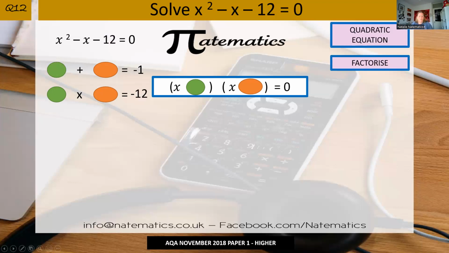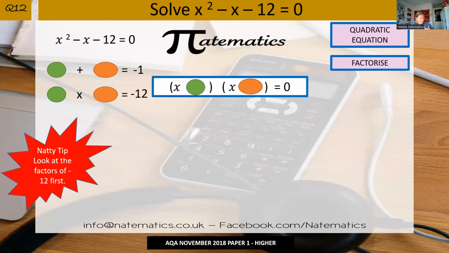Okay, so where are we going to start? Well, I call it my natty tip, Natematics, or Natalie even. Look at the factors of 12 first, because the numbers that multiply together to give -12 are much fewer than the numbers that add to give -1. So I always suggest do this one first, the multiplying. So what two numbers can multiply together to give -12? You may have worked it out already, in which case that's fine.